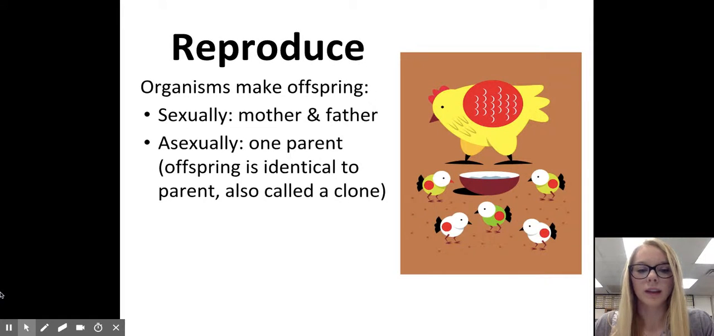Living things have to be able to reproduce. Organisms make offspring either sexually or asexually. Sexual reproduction involves both a mother and a father, while asexual reproduction involves just one parent, and the offspring is considered a clone. Your fifth keyword is water.